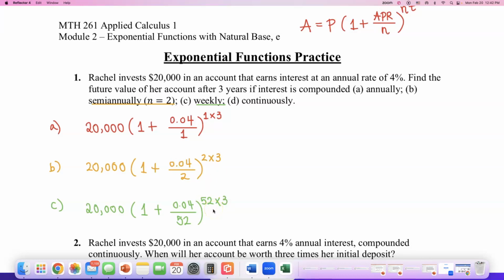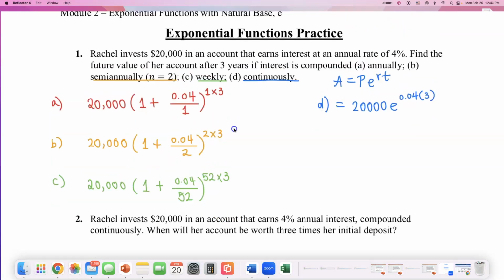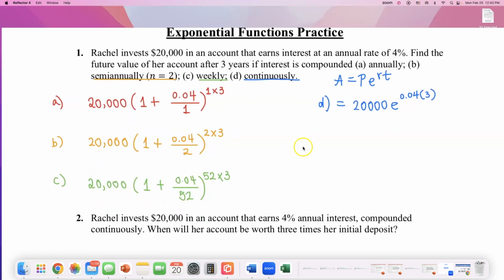Now for continuously, the formula is a little different. For continuously, you will be using A equals principal times e raised to the rt power. So here's D, how to set it up. $20,000 times e raised to the rate of 0.04 times time of 3 years. So let's get the calculator open and type all these in, okay?